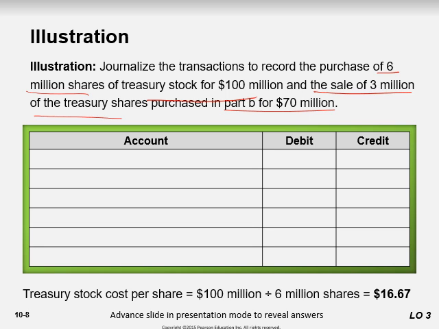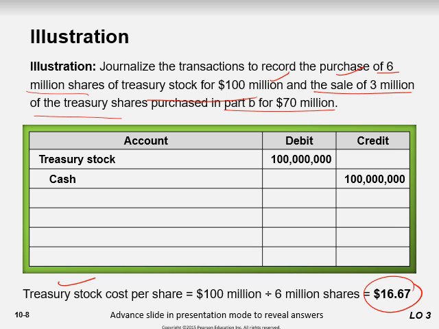You see how much is the cost per treasury share? You purchased 6 million shares for $100 million. It means on average the share price is 16.67, right? So the entry would be that you purchase, it means you have to pay: cash decreases 100 million, treasury stock increases 100 million, treasury stock to cash.